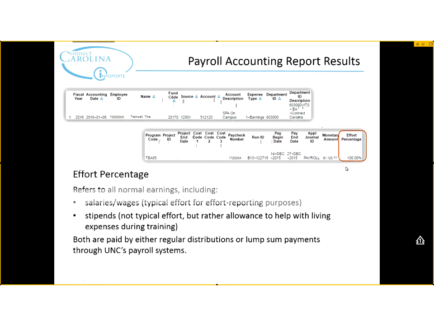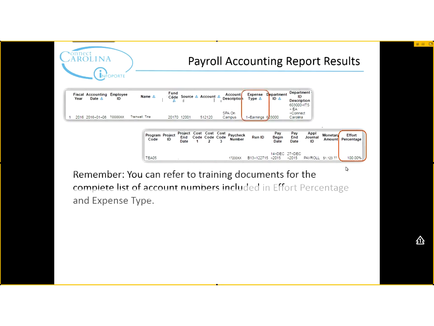Finally, you see how much money we're talking about, and then you can also see the effort percentage. So that refers to, as Chris mentioned, not only all of your typical effort reporting things like salary and wages, but it would also include stipends, which you may not typically think of in effort reporting, but on this report they are included. Remember, all the account numbers that are used in these effort percentage and expense type categories are defined on the step-by-step PDF guide.